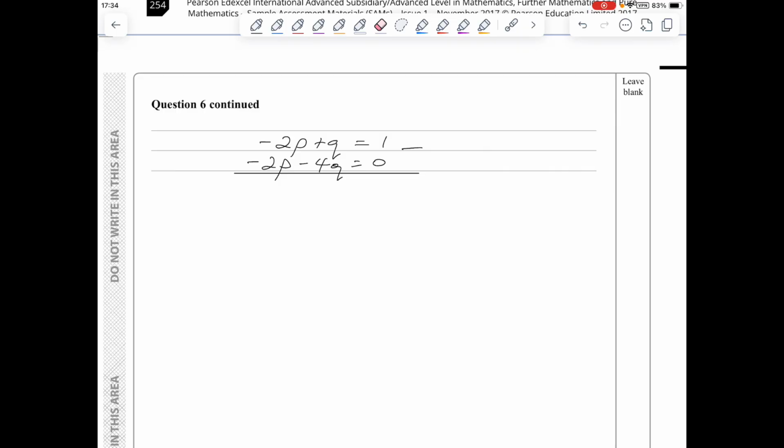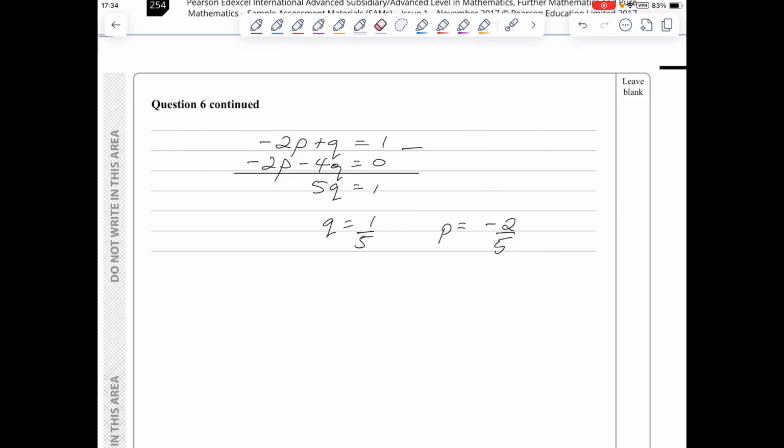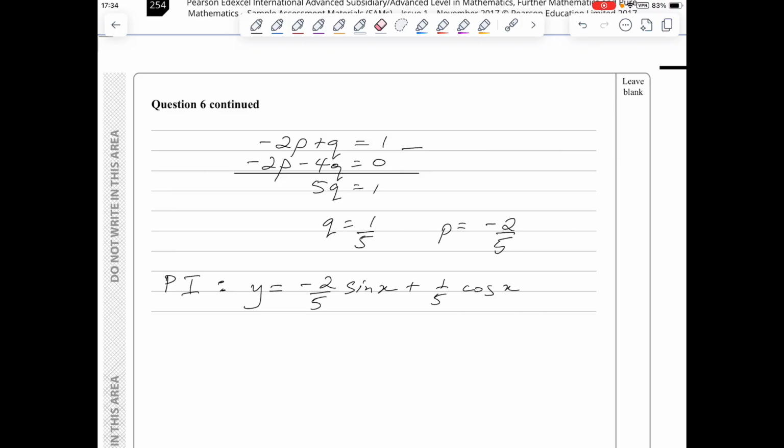So if I subtract the two equations, I will get 5q is equal to 1. So q is equal to 1 over 5, which will give me p as minus 2 over 5. So the particular integral is y equals minus 2 over 5 sine x plus 1 over 5 cos x.